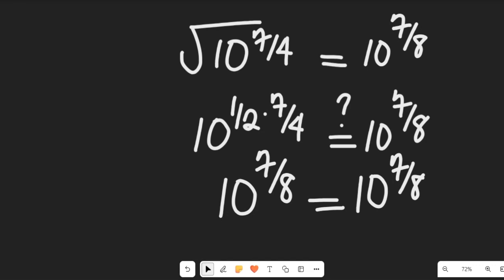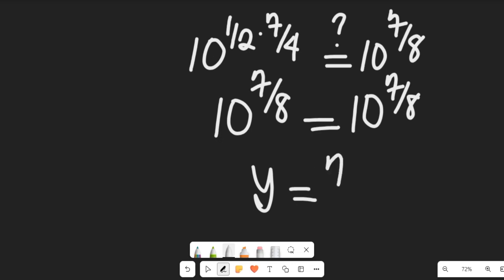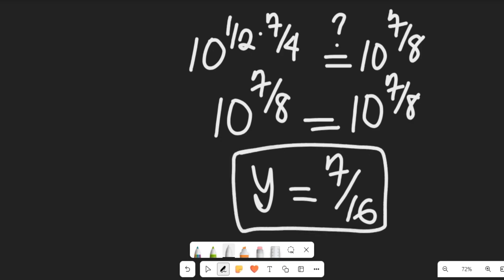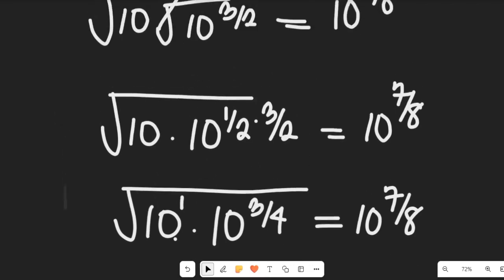So what do we have? That simply tells us that the value of y equal to 7 divided by 16 is a solution that satisfies that square root expression that is given to us above there.